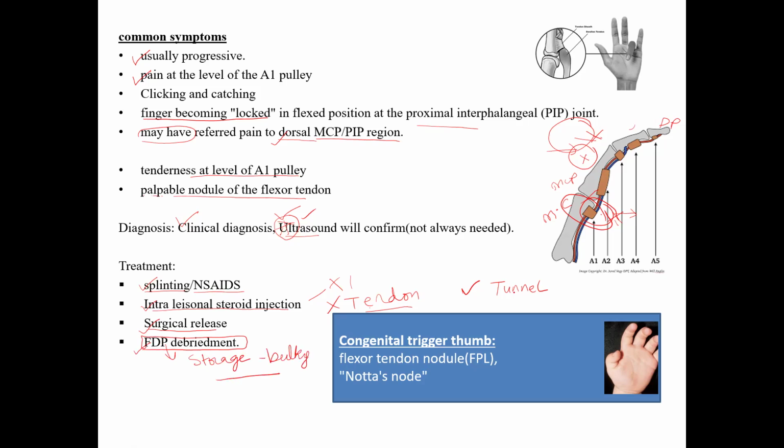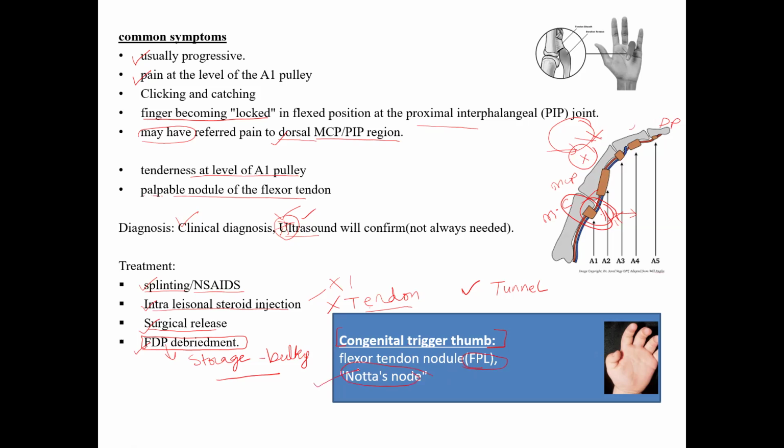Okay. So at this point, I just want you to remember there is something called congenital trigger thumb. What is congenital trigger thumb? It is present in newborns, and most of the time it is self-limiting. What exactly happens here is there is narrowing of the A1 pulley of the thumb, affecting which tendon? Flexor pollicis longus. In this, you have a thickened nodular structure at the A1 pulley. We call it Notta's nodule.